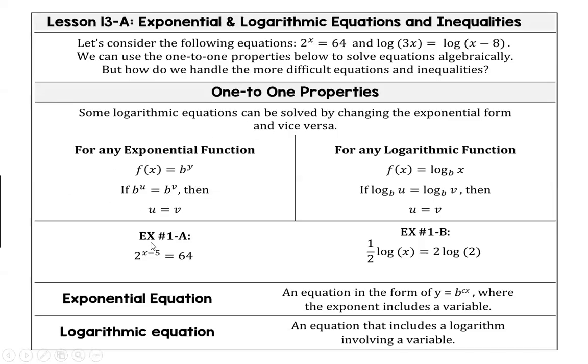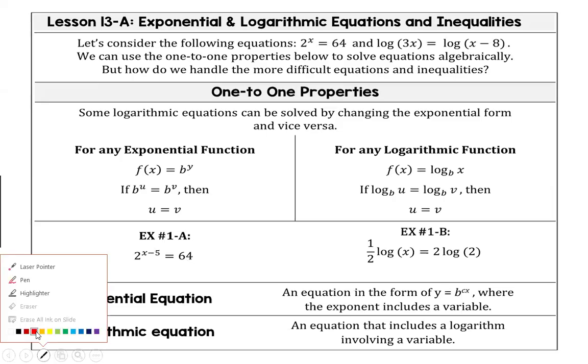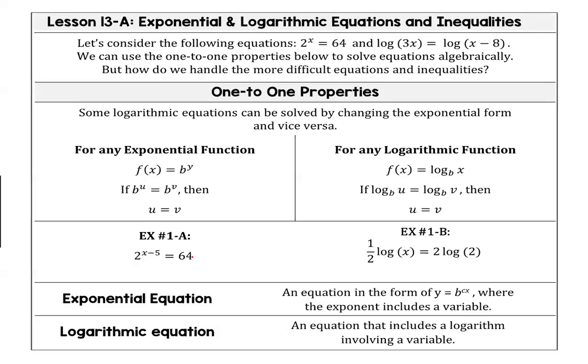So when you look right here, we have 2 to the x minus 5 equals 64. We can't do anything with it yet, and that's because the bases aren't the same. But we want to make the bases the same. So in order to make the bases the same, we're asking, how can I turn 64 into a base of 2?